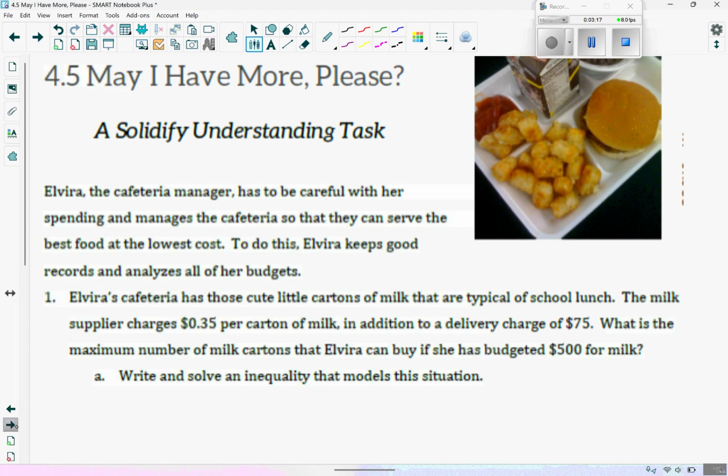her spending and manages the cafeteria so that they can serve the best food at the lowest cost. To do this, Elvira keeps good records and analyzes all of her budgets. Elvira's cafeteria has those cute little cartons of milk that are typical of school lunch. The milk supplier charges 35 cents per carton of milk in addition to a delivery charge of $75. What is the maximum number of milk cartons that Elvira can buy if she has budgeted $500 for milk? Write and solve an inequality that models this situation.